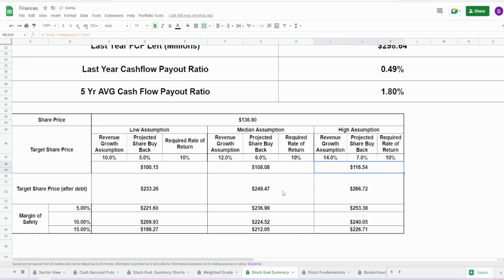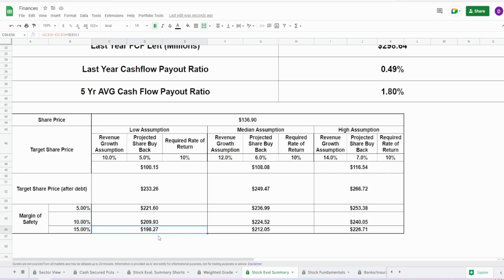Now with that, guys, we get the target share prices, not just for debt, of $100.15 to $116.54. Adjusting for debt, this is $233.26, all the way up to $266.72. Adding a margin of safety, 5, 10, 15%.